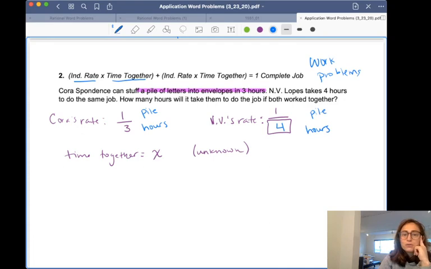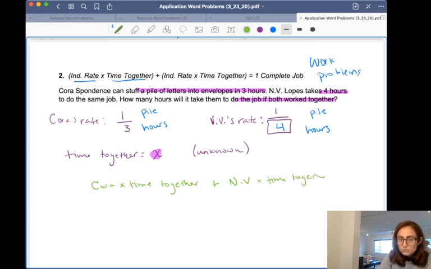Okay, so for this problem, what we don't know is how many hours it would take them to do the job together. So we have 2 rates, and then we know the total is going to be 1. If they both work together, that's our unknown. Okay, so here's the way I set up the equation. It's going to be Cora times the time together plus Envy times the time together equals 1.